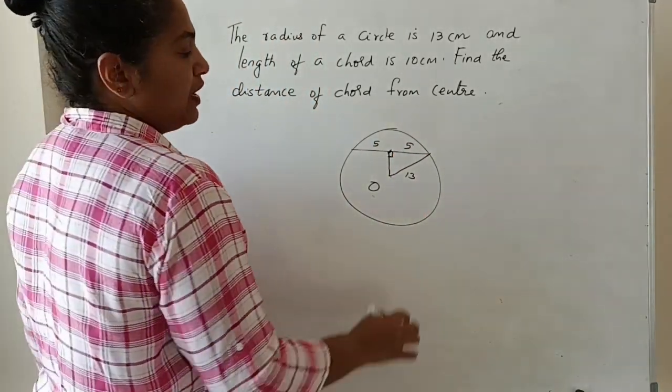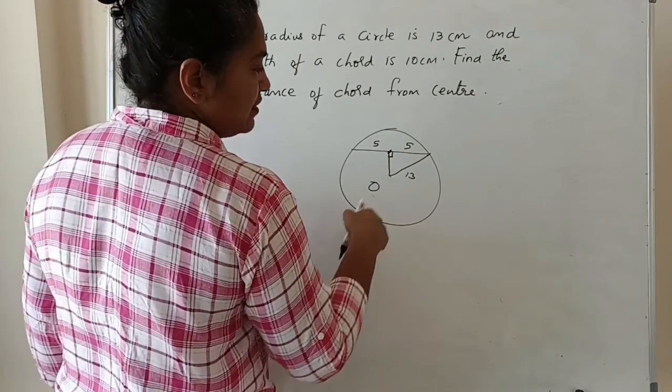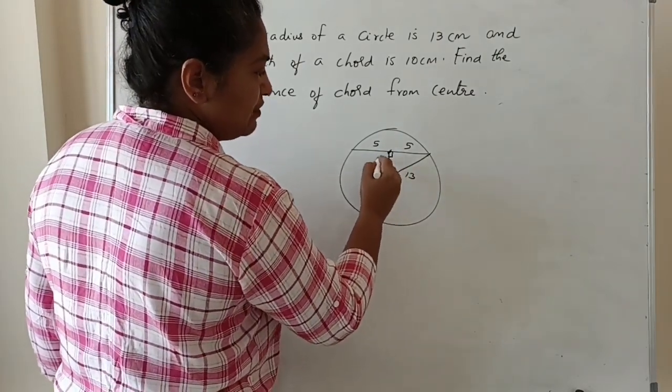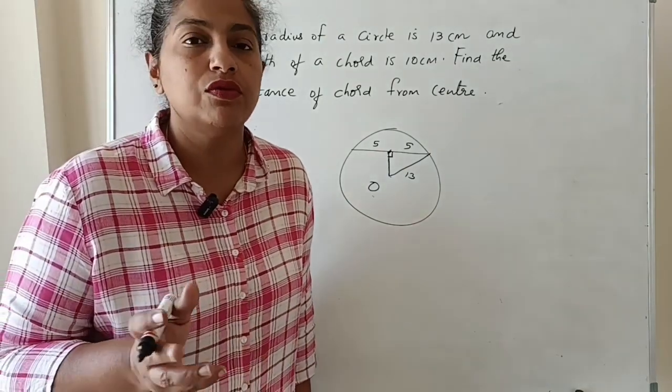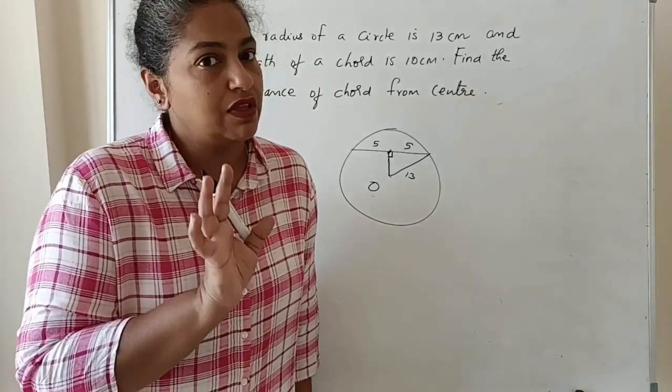Now what triangle do you have here? A right angle triangle whose one side is 13 and the other side is 5. You need to find this. Please apply Pythagoras theorem and get the value. I am not even going to do it because it is too simple. I will move on to the next.